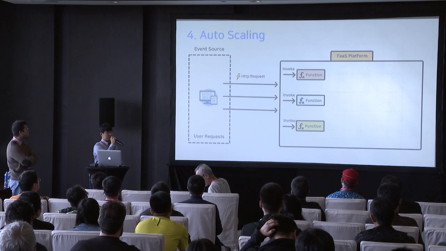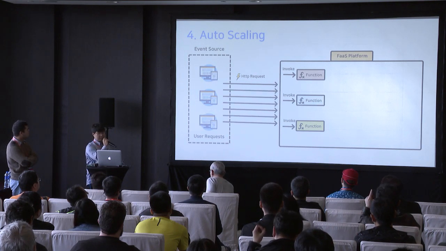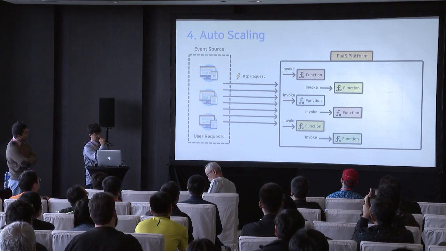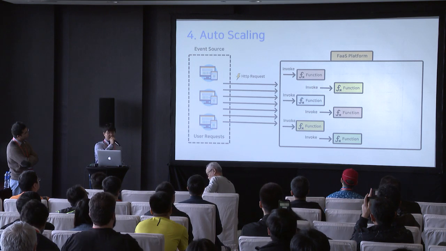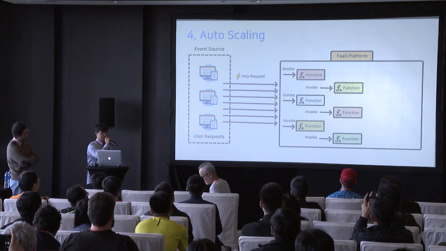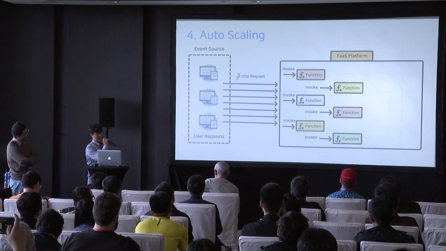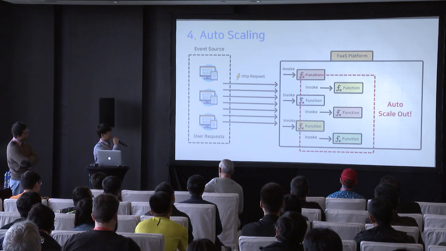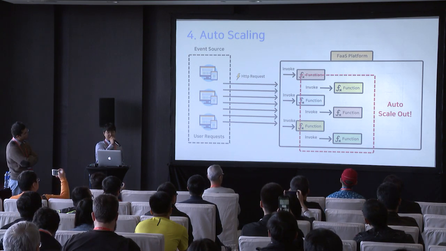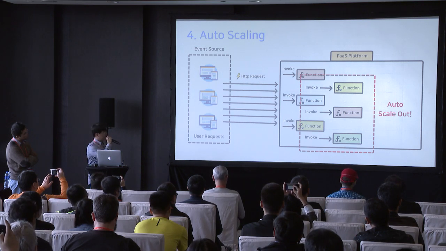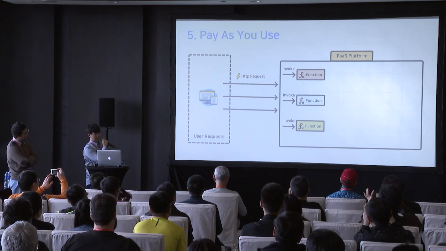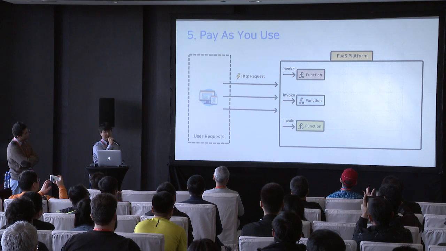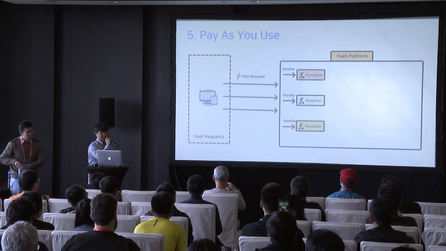The fourth is auto-scaling. If there are a lot of requests, the FaaS platform can increase the number of containers to execute the function in parallel. The scale out is usually supported by default at the platform level. The last one is pay as you use. This feature is highly related to scalability.